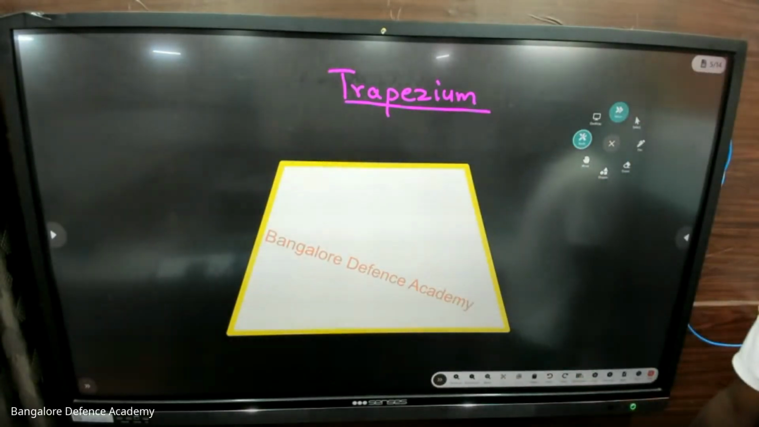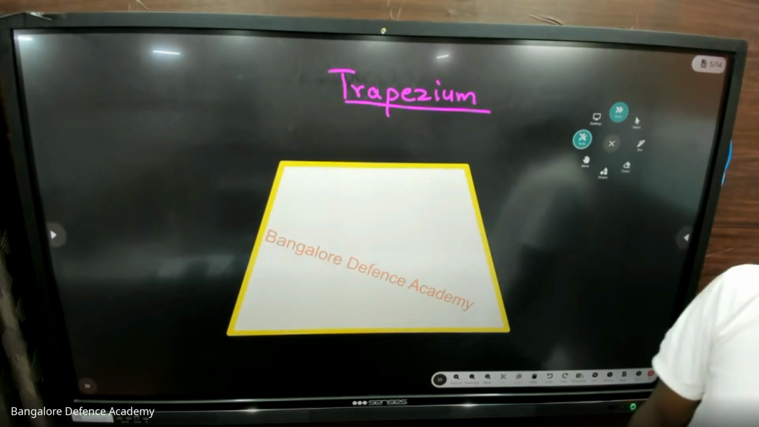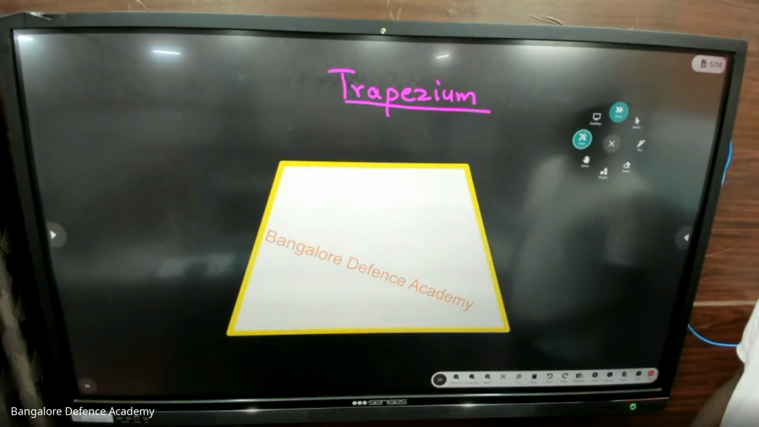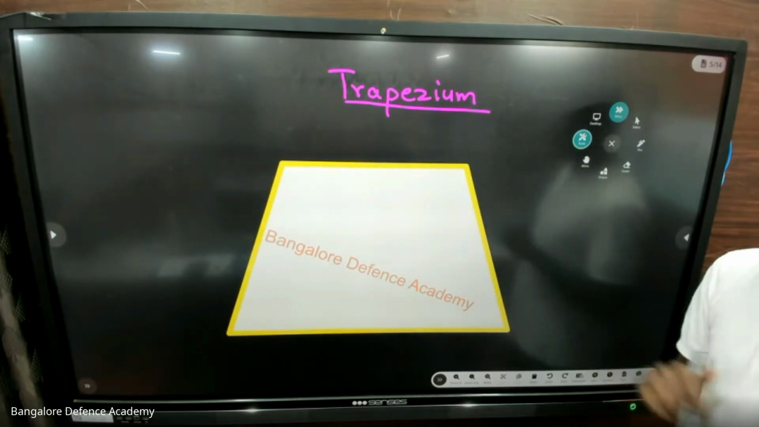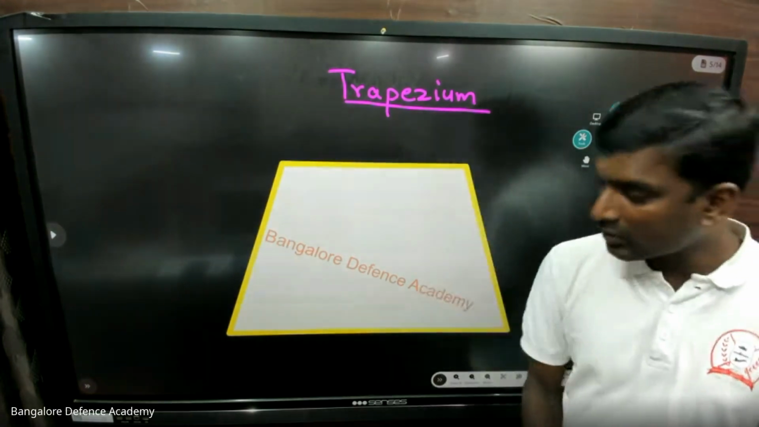This is trapezium. Written? Okay. So after writing, just keep your eyes on the screen, I'll give you the explanation. Then you can proceed with the diagram or something else.